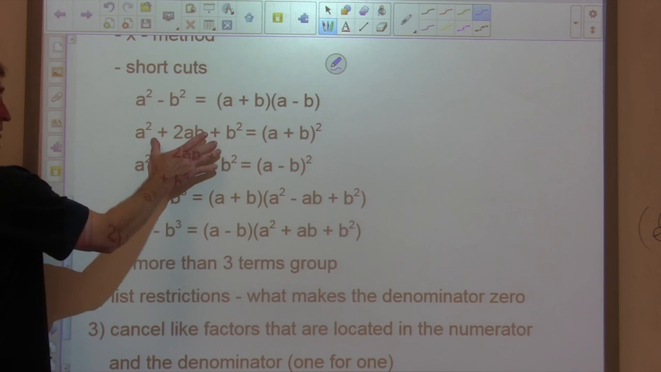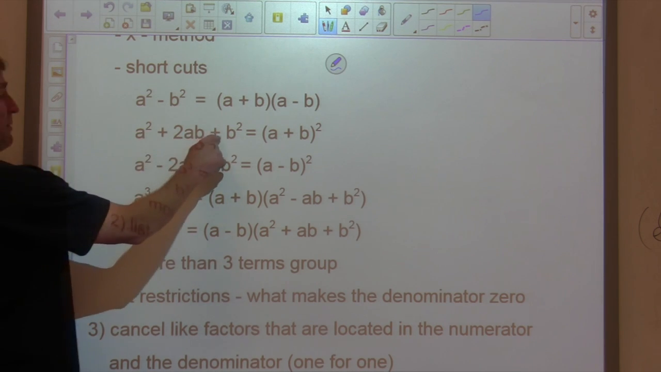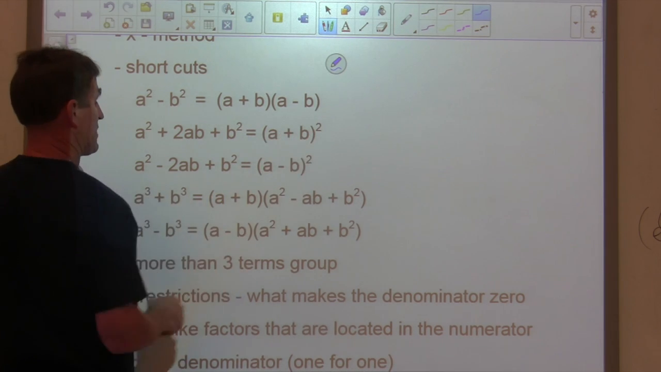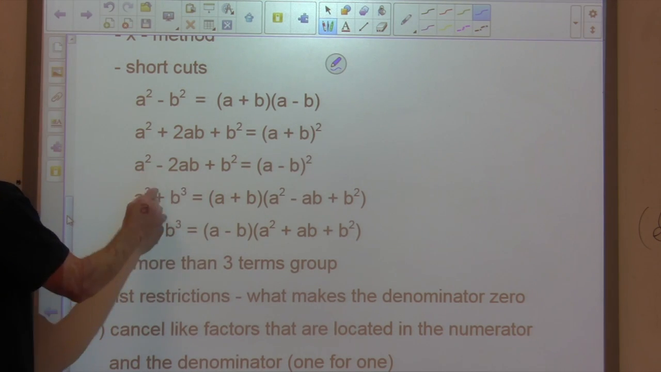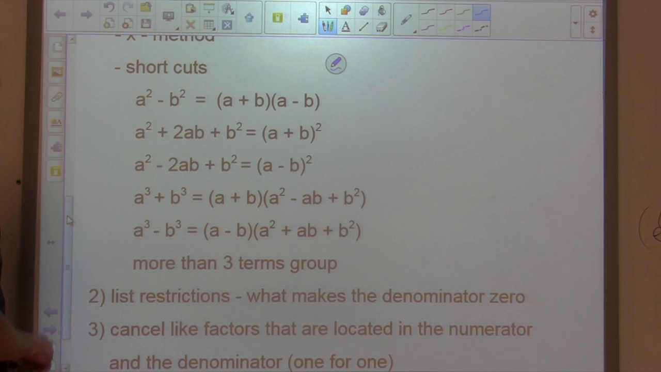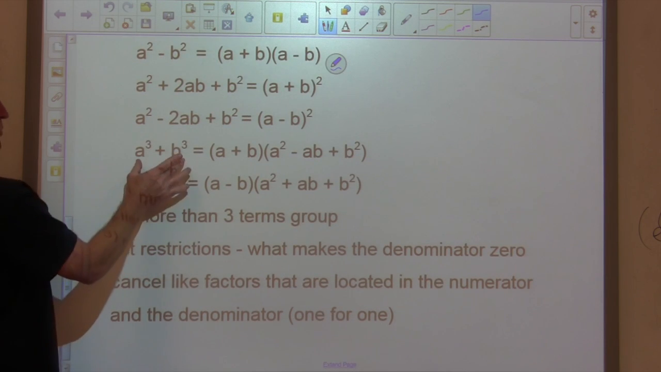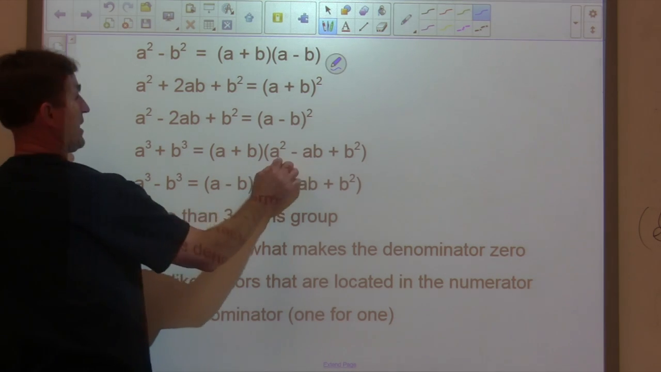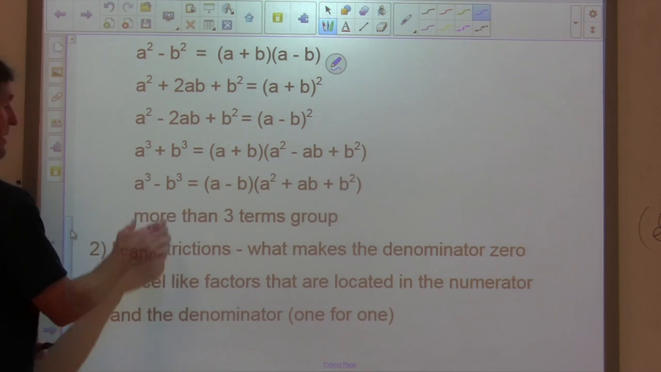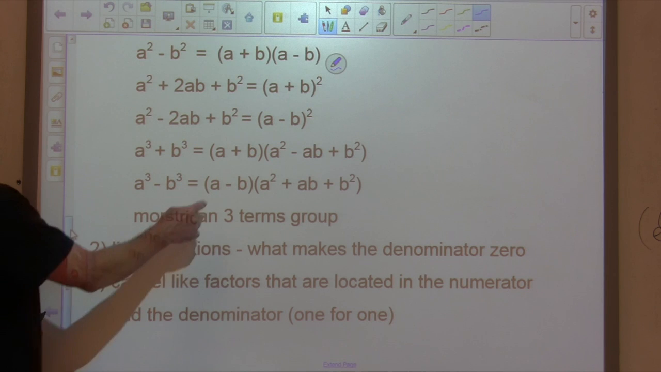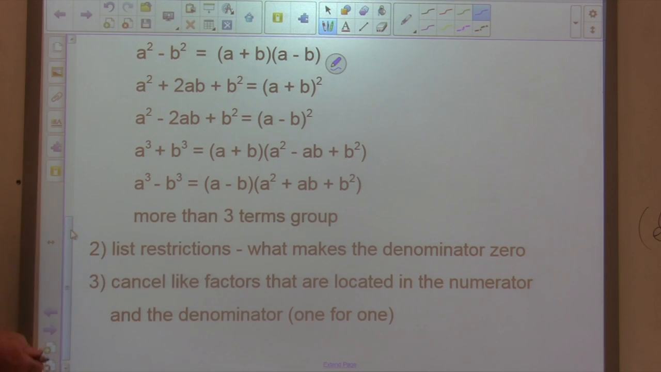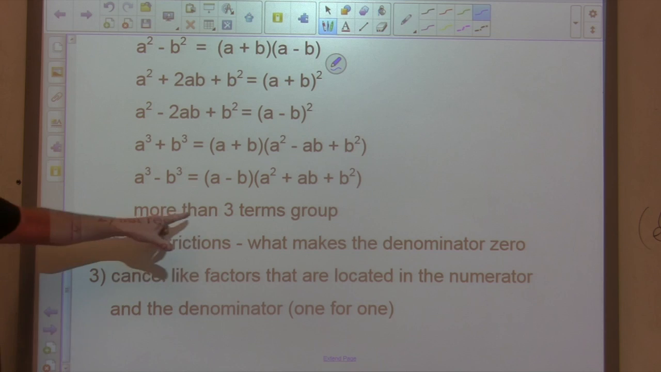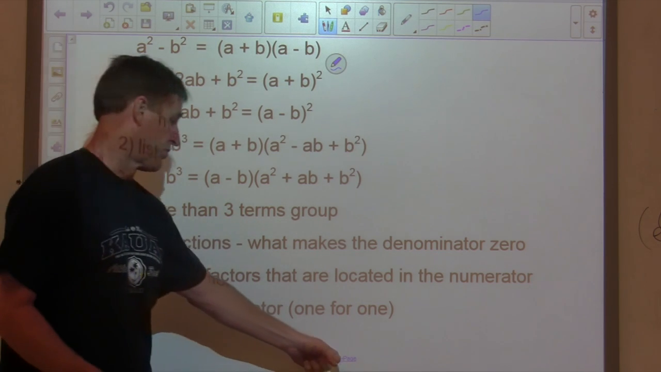A perfect square, a squared plus 2ab plus b squared factors into a plus b squared. And the same thing if it's minus, it factors into a minus b squared. And then we had our rules for the sum of cubes. Remember, it's a plus b, and then a squared minus ab plus b squared. And if it's a cubed minus b cubed, it's a minus b and a squared plus ab plus b squared. And then remember, if there's more than 3 terms, you look to group it.